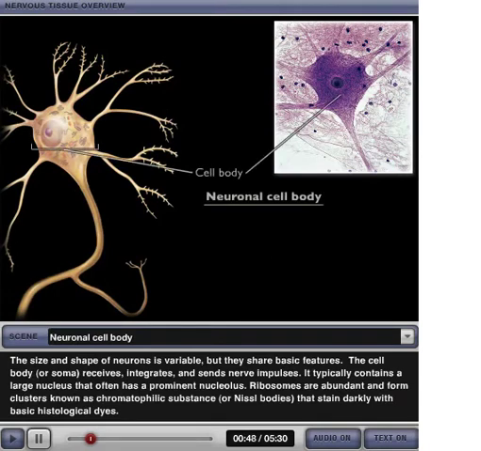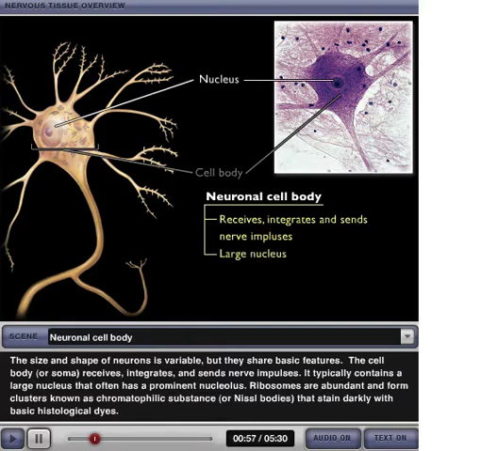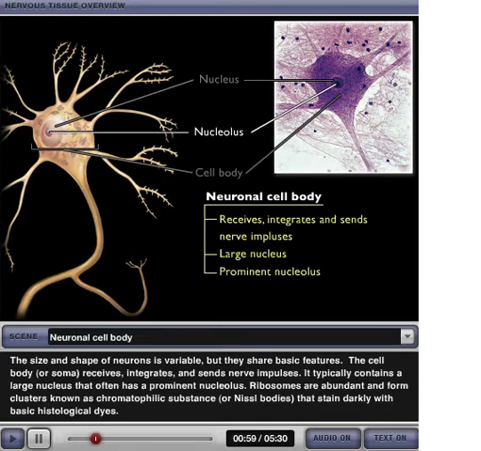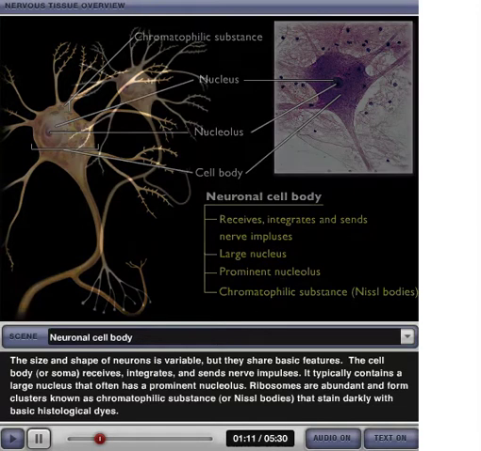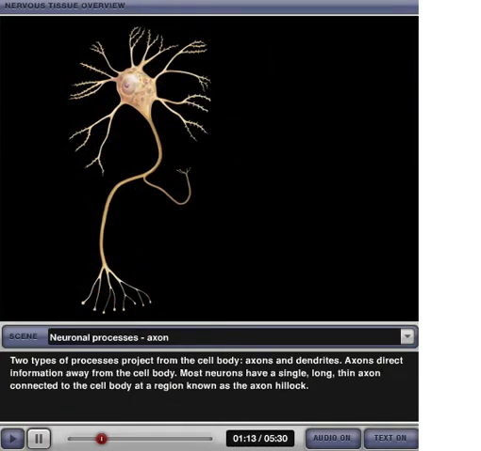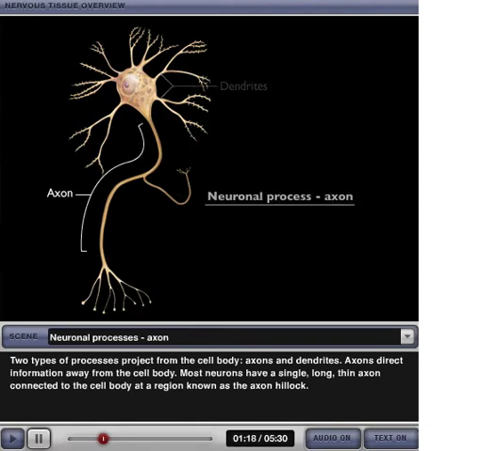The cell body, or soma, receives, integrates, and sends nerve impulses. It typically contains a large nucleus that often has a prominent nucleolus. Ribosomes are abundant and form clusters known as chromatophilic substance, or Nissl bodies, that stain darkly with basic histological dyes. Two types of processes project from the cell body: axons and dendrites. Axons direct information away from the cell body.